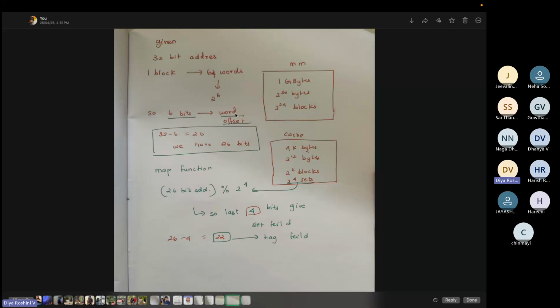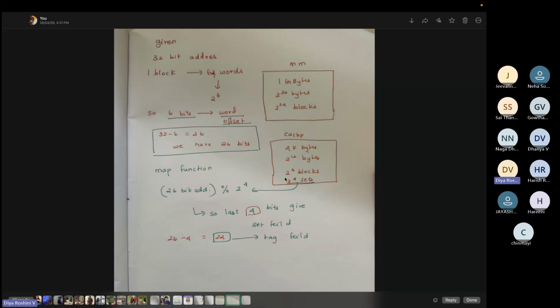Okay, now we have the cache configurations. We have 4K bytes. That's 2 power 12 because 1 kilo is 2 power 10 and 4 is 2 power 2, so it's 2 power 12 bytes. Again I am dividing it by 2 power 6 because each block is 2 power 6 bytes. So I get the number of blocks in cache.